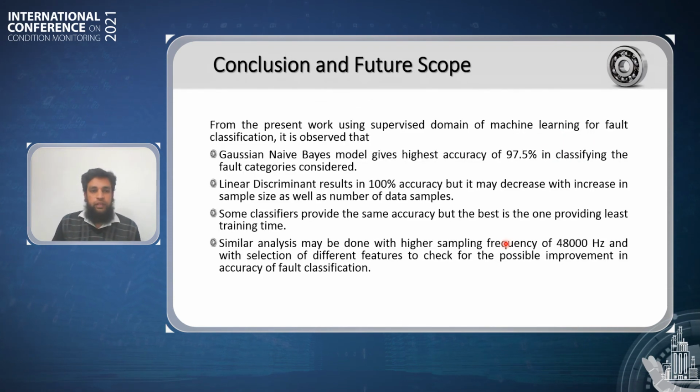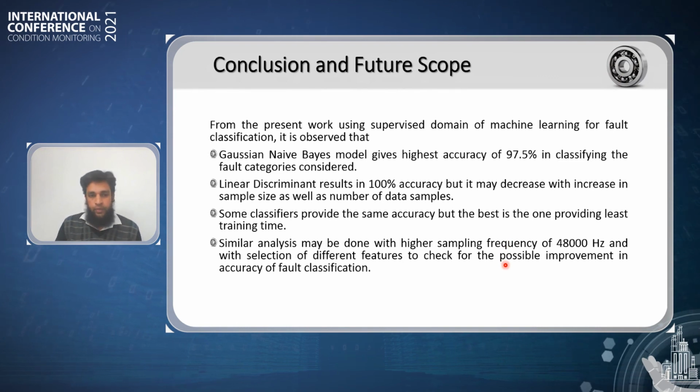Conclusions. From the present work using the supervised domain of machine learning for fault classification, it is observed that the Gaussian naive Bayes classifier gives the highest accuracy of 97.5%. Linear discriminant classifier may result in 100% accuracy, but it may decrease with increase in sample size as well as number of data samples. Some classifiers provide the same accuracy, but the best model is the one which has the least training time. As a future direction, similar analysis may be done with a higher sampling frequency of 48,000 Hz and with selection of different features to check for possible improvement in accuracy of fault classification.